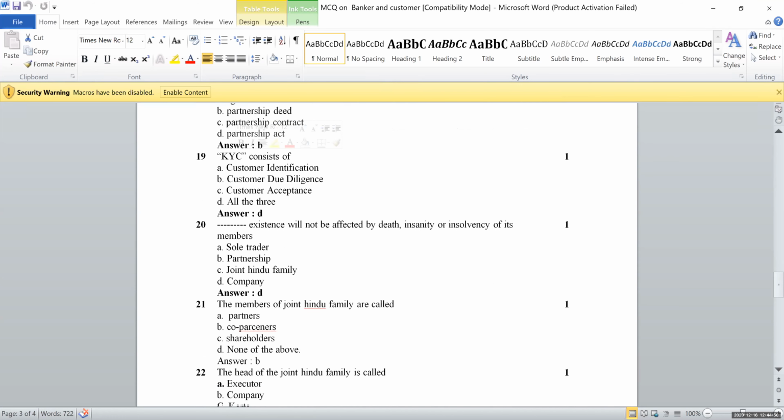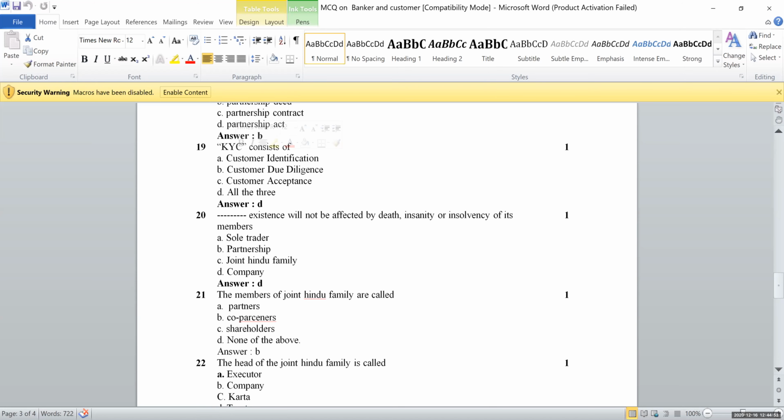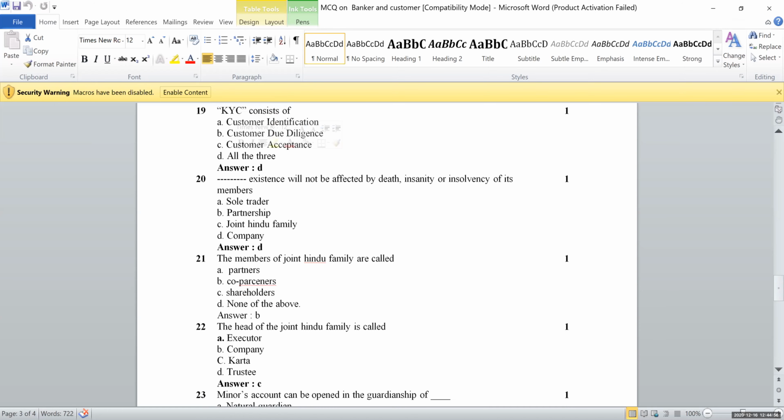Then KYC consists of customer identification, customer due diligence, customer acceptance, all the three. So the answer is all the three factors you have to consider. For that purpose only, you need KYC. Next, dash existence will not be affected by the death, insanity or insolvency of its members. That is the company, the joint stock company. If anyone dies, or becomes a lunatic or insolvent, then also it will not affect. It will continue for a long period of time.